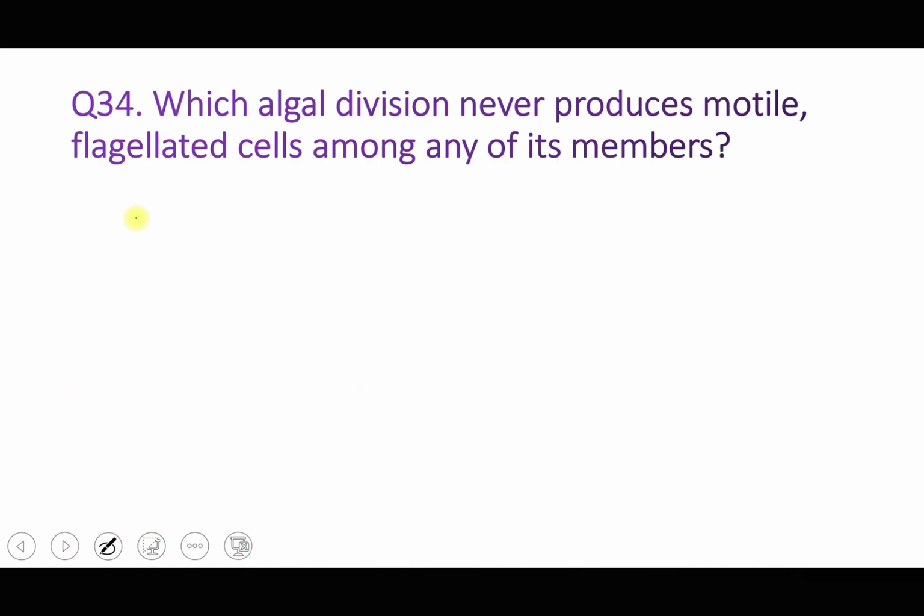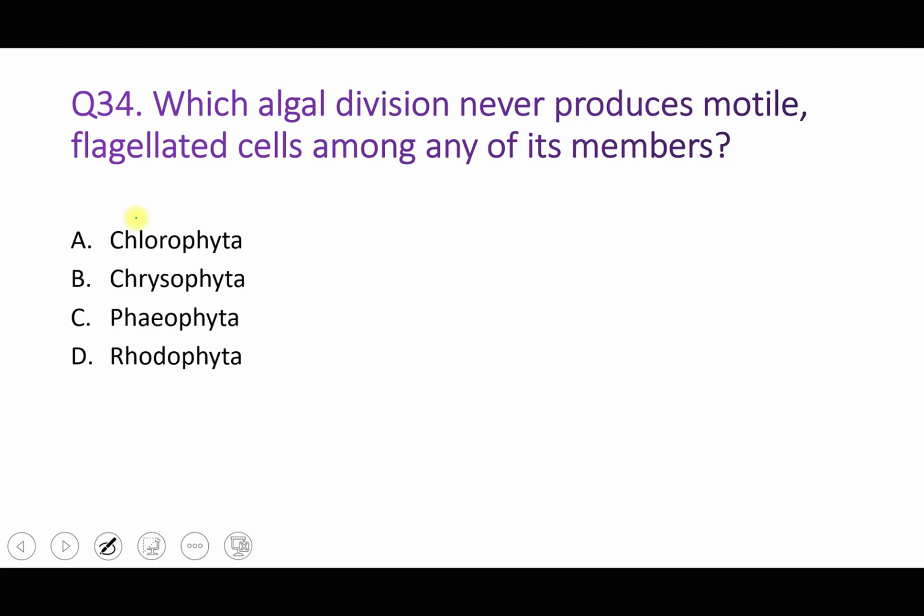Question 34. Which algal division never reproduces by motile flagellated cells among any of its members? A, Chlorophyta; B, Chrysophyta; C, Phaeophyta; D, Rhodophyta. The red algae, Rhodophyta, don't produce any flagellated spores throughout the asexual reproduction, and in the sexual reproduction both the male and female gametes are non-motile. So the correct answer is option D, Rhodophyta.